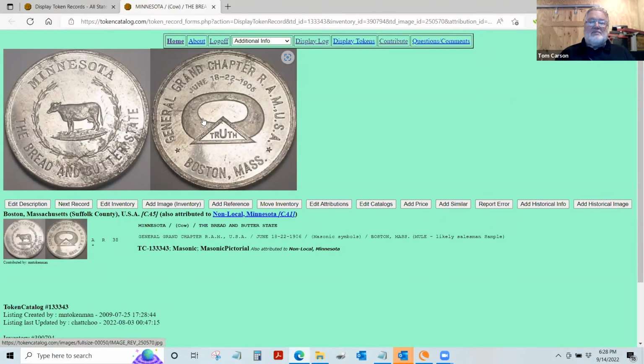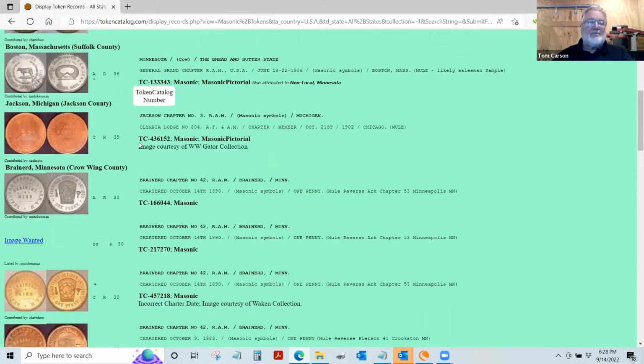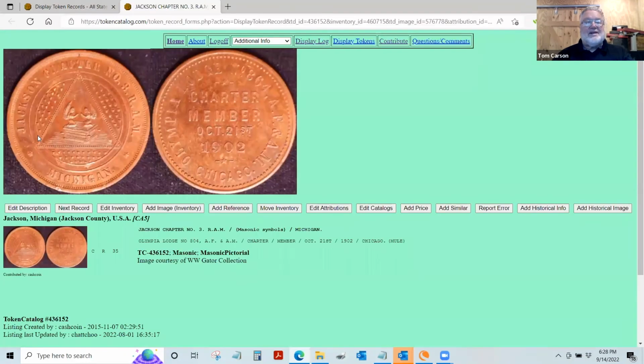Here's the General Grand Chapter in Boston, Massachusetts, and this is like the one from Arkansas we saw a few minutes ago, but the back of it has Minnesota, the bread and butter state. Crazy mule. And this one, somebody must have been playing with the dies. You've got a Jackson, Michigan one with the Chicago Olympia Lodge, a chapter and a lodge.